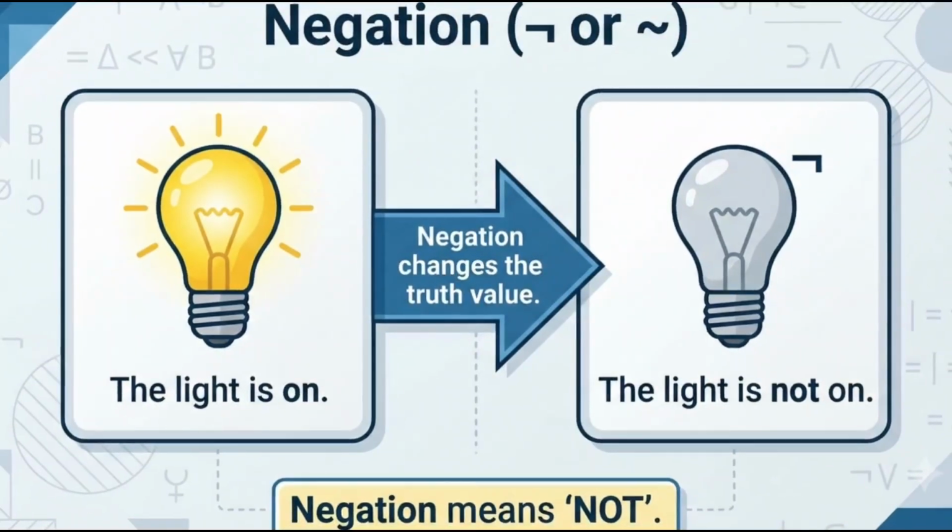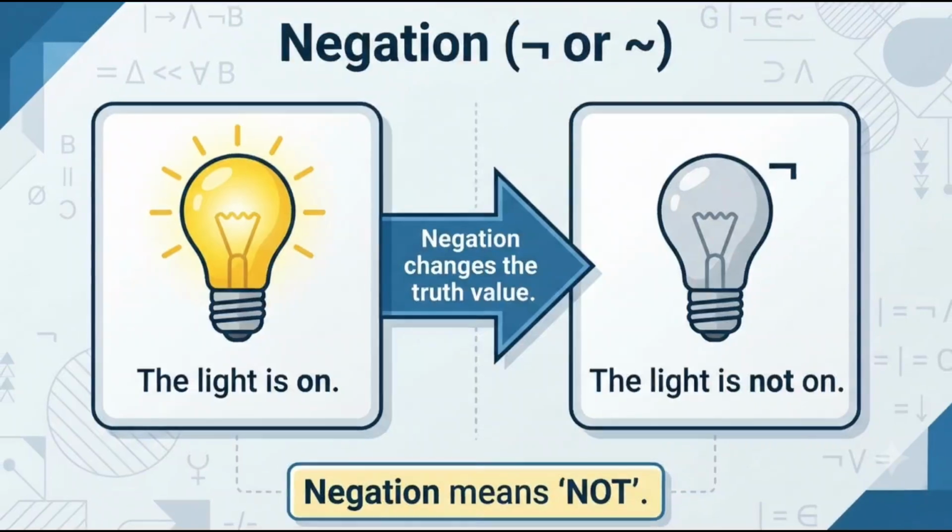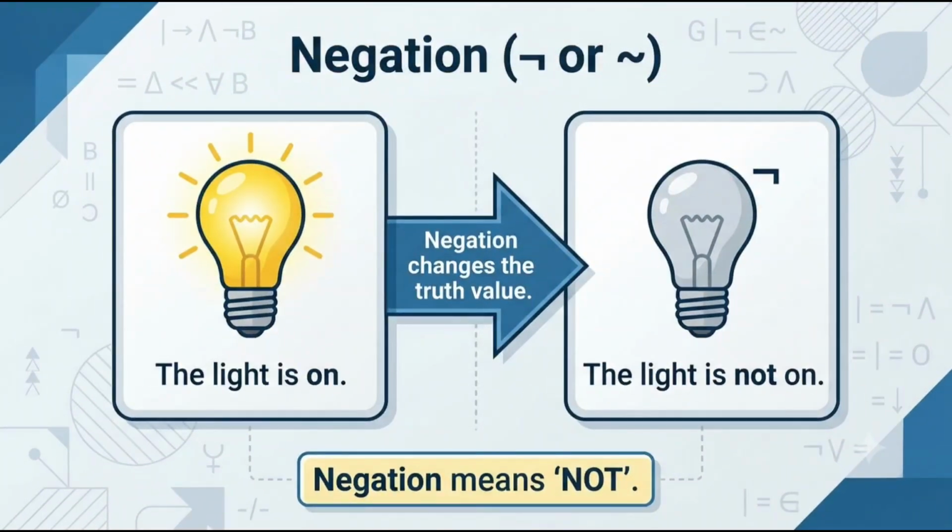The first connective is negation, represented by a symbol that looks like a hook or wavy line. Negation simply means not. It changes the truth of a statement to its opposite. For example, if the statement is the light is on, its negation becomes the light is not on. Negation always reverses the truth value of a statement.